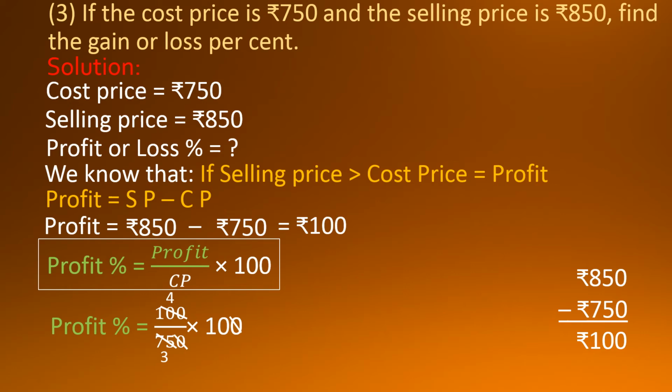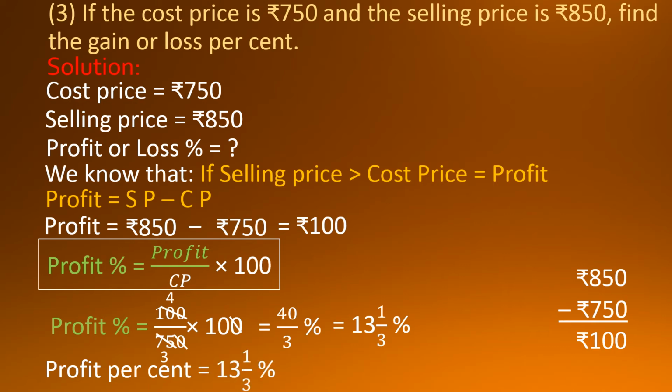Now it cannot be further divisible. So do the multiplication. We get 40 upon 3 percentage. Again, 40 upon 3 is an improper fraction. So let's convert them into mixed number. So divide 40 by 3. We get 13 1 upon 3%. So profit percent is equal to 13 1 upon 3%.